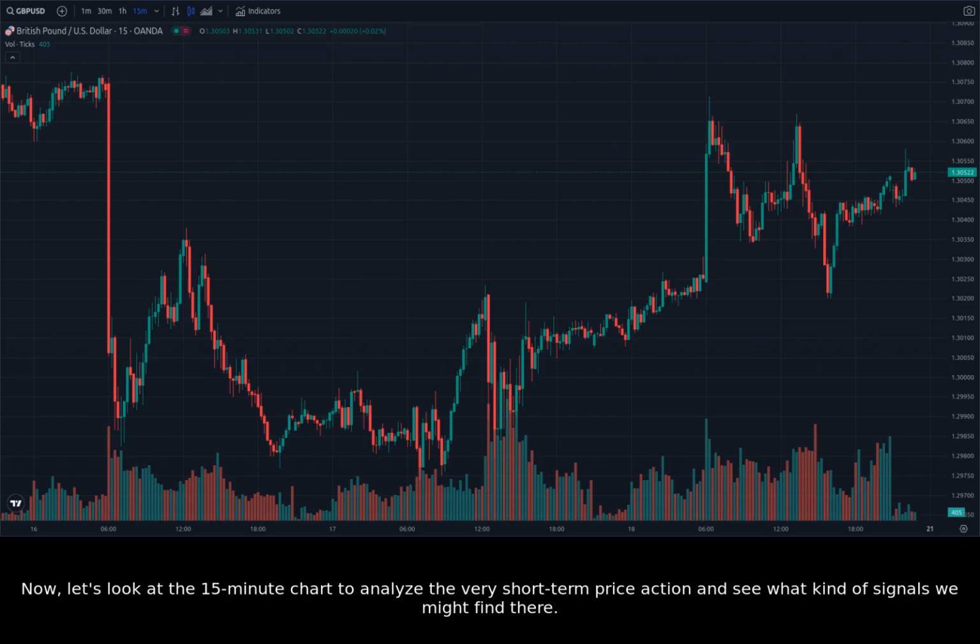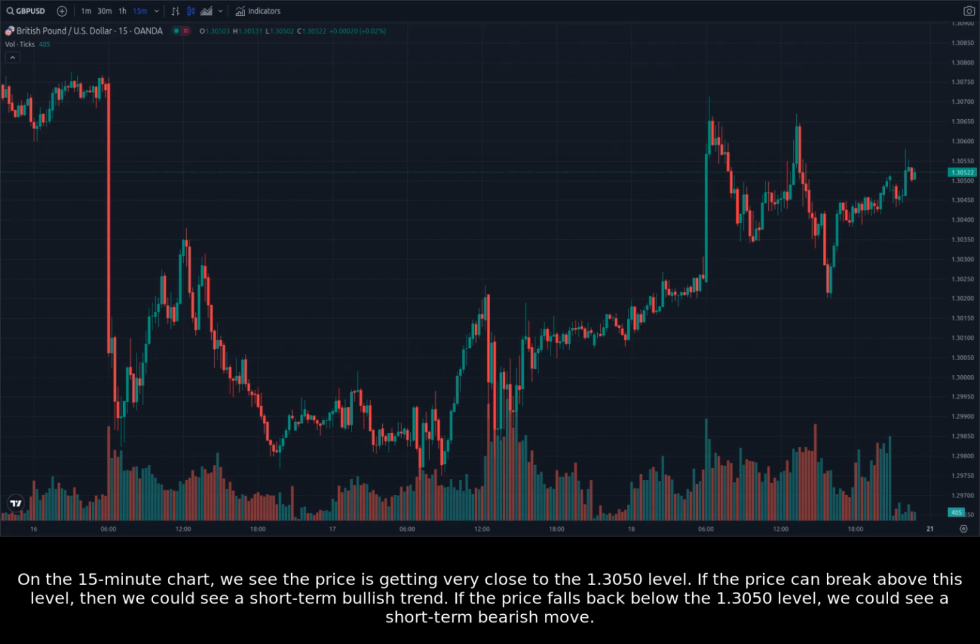Now, let's look at the 15-minute chart to analyze the very short-term price action and see what kind of signals we might find there. On the 15-minute chart, we see the price is getting very close to the 1.3050 level. If the price can break above this level, then we could see a short-term bullish trend. If the price falls back below the 1.3050 level, we could see a short-term bearish move.